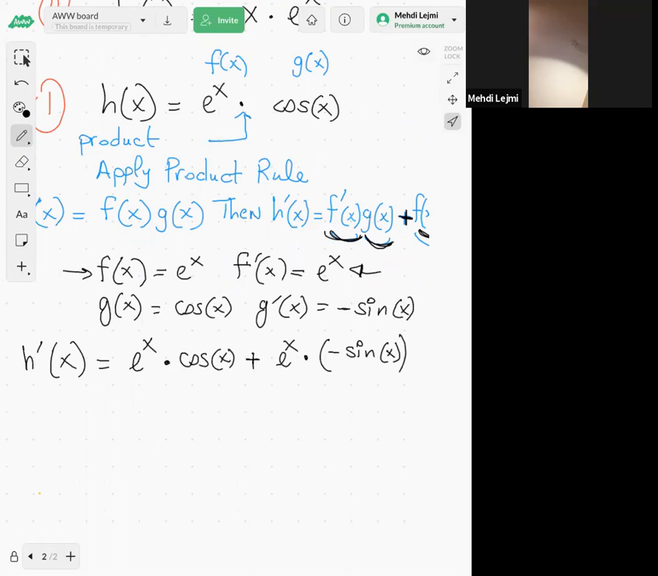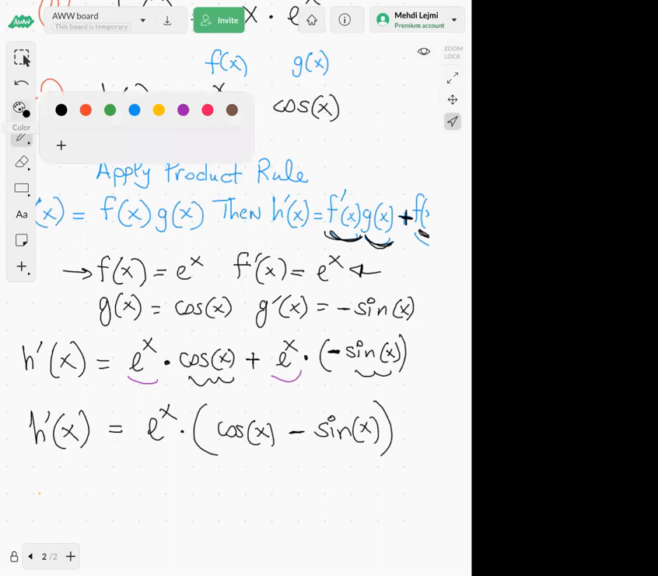You can factor out e to the x, since it's a common factor, if you want. So then h prime of x would be e to the x times cosine of x minus sine of x, right? So I just factor out the e to the x.